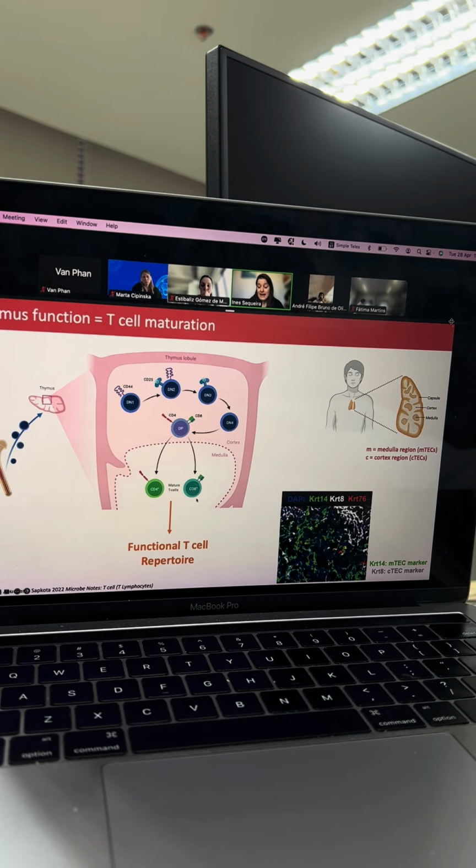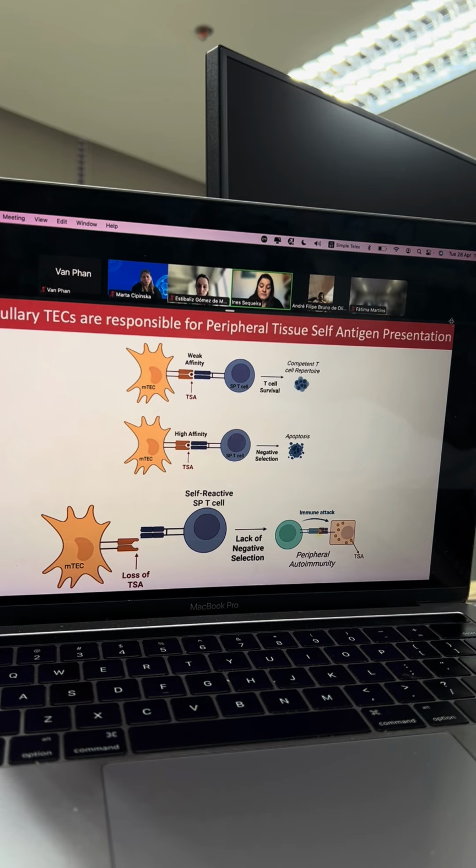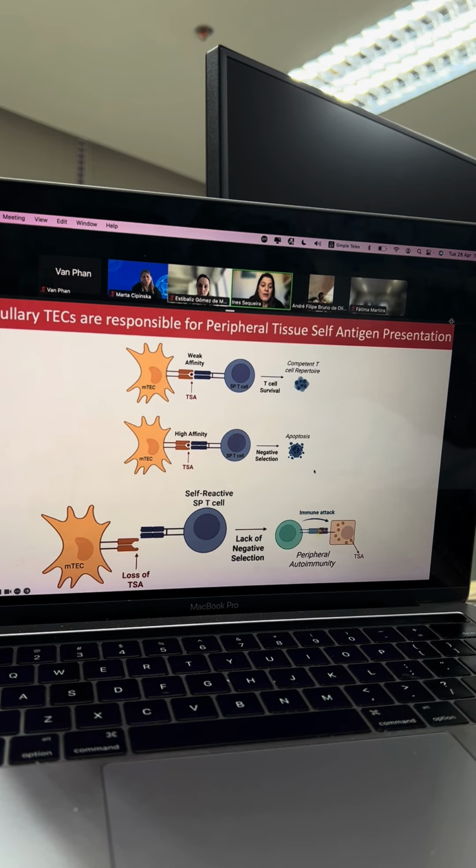If they are presented the tissue self-antigens and they have a weak affinity, they are competent and they go into the periphery. If they have a high affinity, if they recognize this antigen very strongly, they go through negative selection and die by apoptosis, so that we don't have any self-reactive T cells in the body. However, if by any chance we have a loss of a TSA, this T cell can miss this negative selection and they go into the periphery and they attack the self, creating an autoimmune disease.